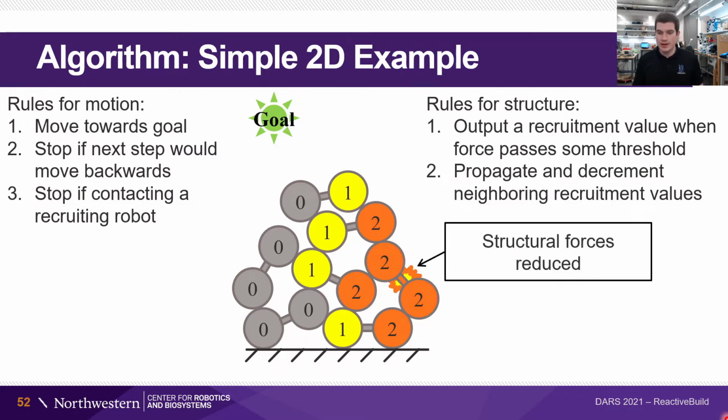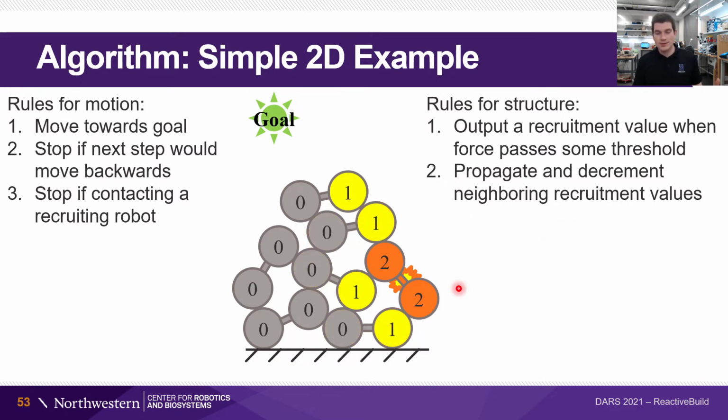Now we say that for this robot over here, the structural stresses have reduced, and so it recalculates the recruitment value, and let's say it goes from 3 to 2. Because of the way that the propagation and decrementing of recruitment values works, this recruitment radius naturally shrinks, as you see here.